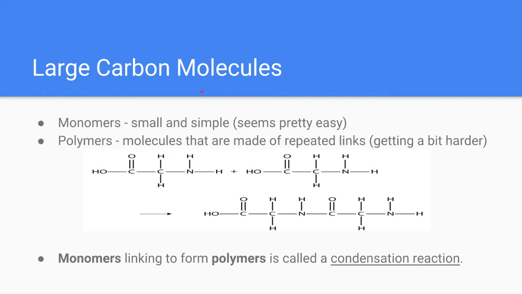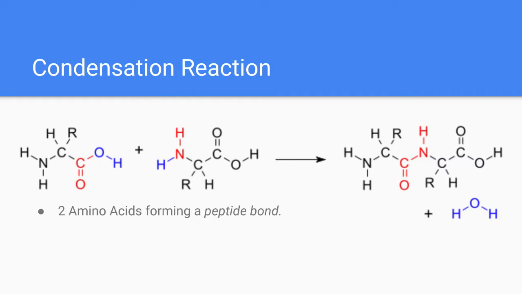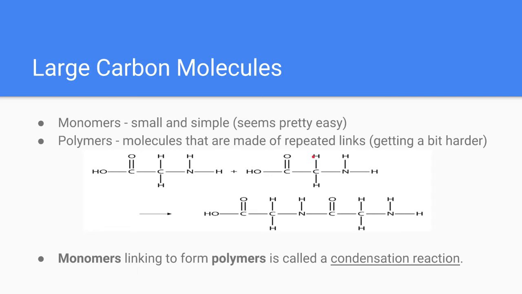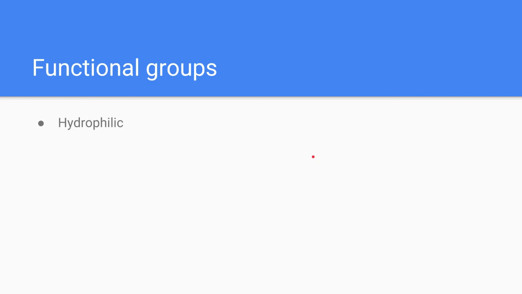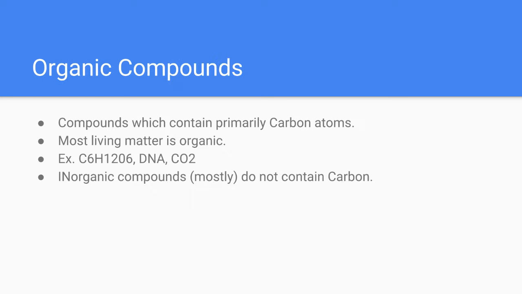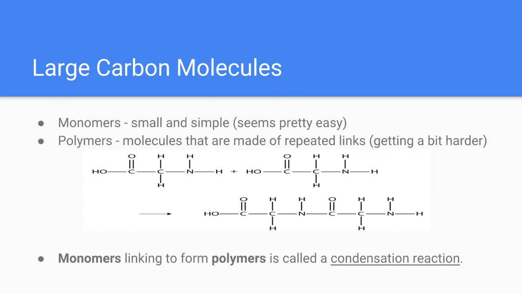Very interesting. Moving on, here is an example again of a condensation reaction. This is an amino acid, and this is an amino acid, and they form a peptide bond, which we'll be talking about later in this episode. So far we've covered carbon molecules, functional groups, hydrophilic, which we will get to in a second, carbon, and organic compounds. That's what we covered so far, just a little review.